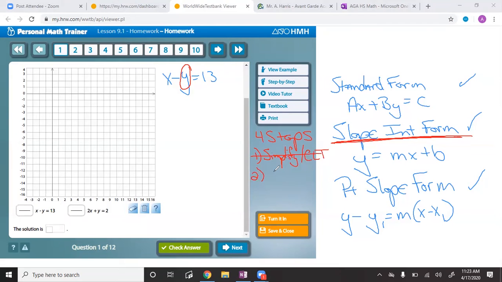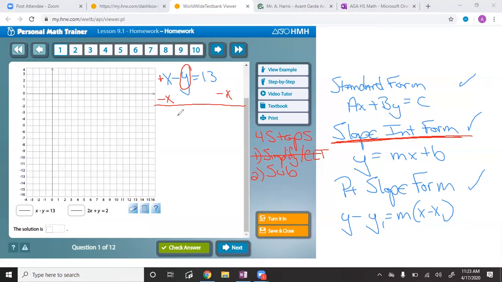Is there any addition or subtraction near this variable? Yes. There's an X, correct? So what are we going to do to get rid of it? Subtract, because X is what? X is a positive. So I subtract. What I do to one side, I must do to the other. So X minus X goes to what number? 0.